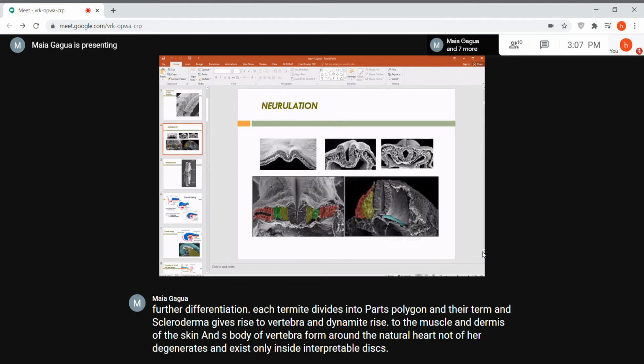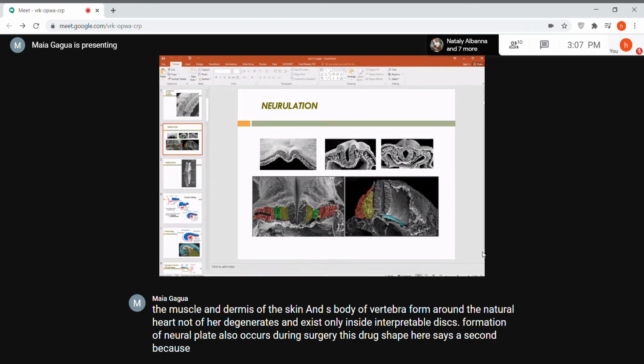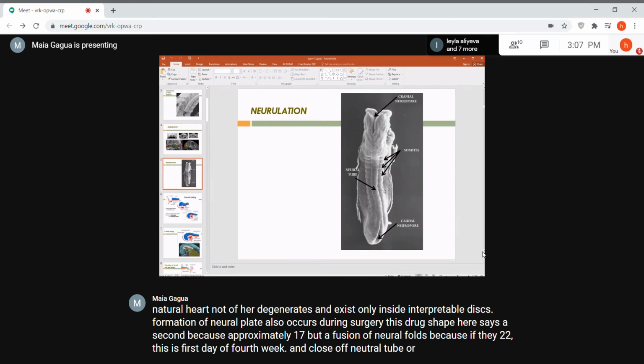Formation of neural plate also occurs during third week. This structure appears as a thickening of the ectoderm at day approximately 17. But fusion of neural folds begins at day 22. This is first day of fourth week. And closure of neural tube occurs during fourth week.